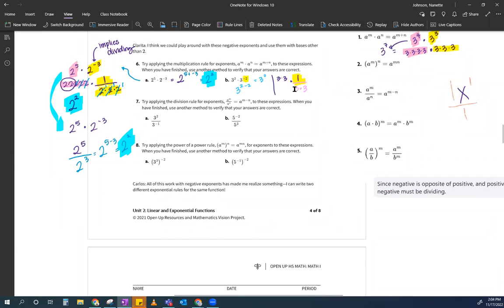Okay, so then let's simplify this. What's 3 times 3 divided by 3 times 3? Yeah, it's just the number 1. Miss Johnson, you over here got 3 to the 0, and over here you got the number 1. Those aren't the same, or are they? Are they the same or no? Is 1 the same as 3 to the 0?